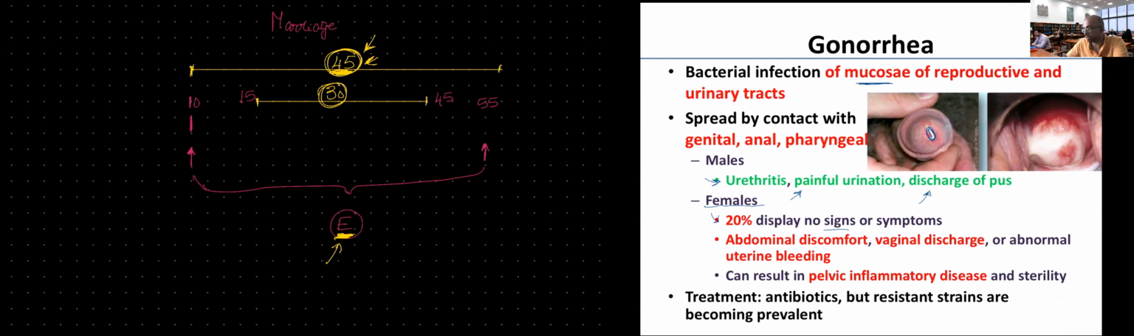A major problem associated with the gonorrheal infection is the development of what we call the pelvic inflammatory disease. And the pelvic inflammatory disease is simply an inflammation, accumulation of pus everywhere inside the endometrial cavity and the fallopian tubes. And this is a very important cause of sterility, infertility.